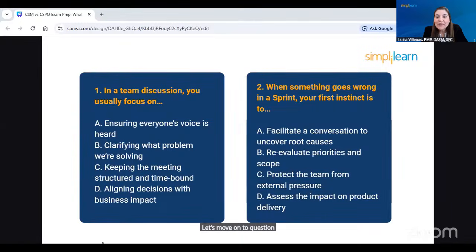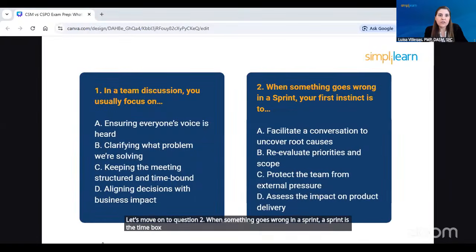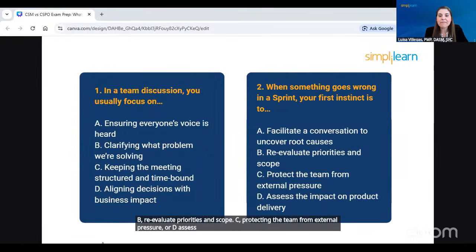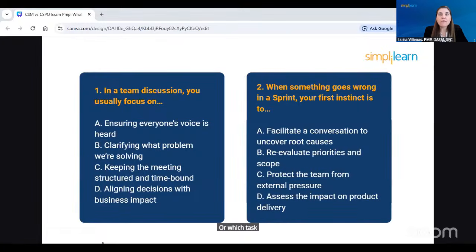When something goes wrong in a sprint, a sprint is the time-boxed iteration of work, usually lasting between 1 and 4 weeks. So if something goes wrong in that time-boxed working period, your first instinct is to A, facilitate a conversation to uncover root causes, B, reevaluate priorities and scope, C, protect the team from external pressure, or D, assess the impact on product delivery. What would you focus on first? What feels more natural to you? Or which task would you be more comfortable tackling first?